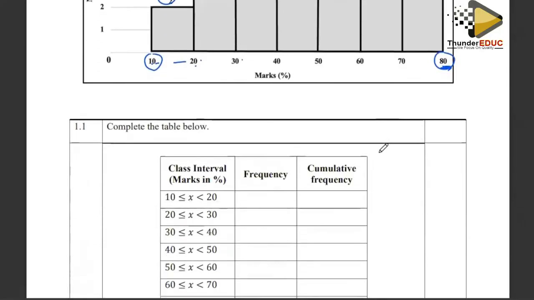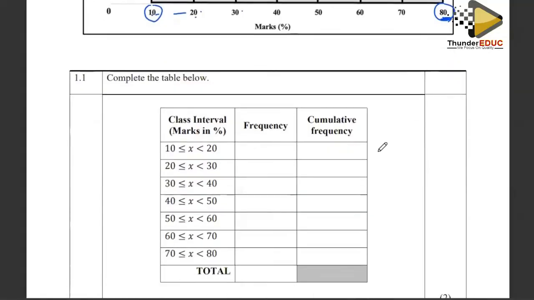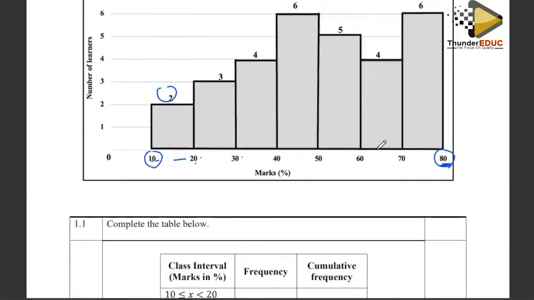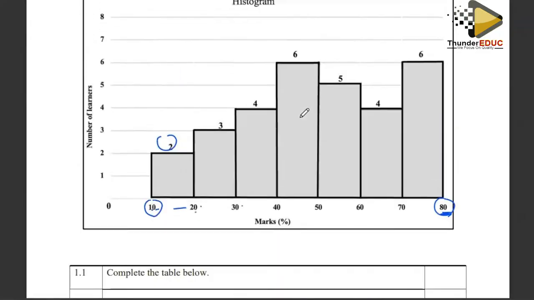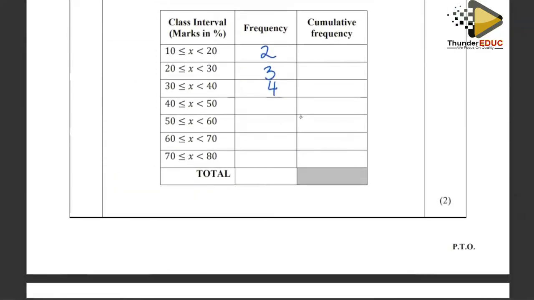Then they want us to complete the table below. This table is showing us the frequency as well as the cumulative frequency. So let's start with the frequency. We have a 2, then a 3, then a 4, and then 6, 5, 4, and a 6. For the cumulative, the first cumulative should be the same as the first frequency, which is a 2.